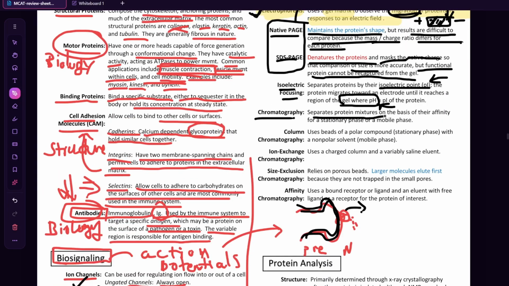Chromatography separates protein mixtures on the basis of their affinity for a stationary or mobile phase. And then you have different types of chromatography underneath here. The different types of chromatography include column, ion exchange, size exclusion, and affinity.